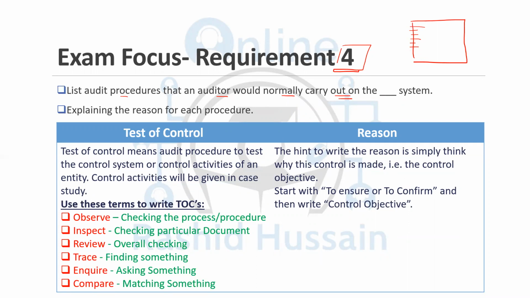If they say the courier company always records the signatures of the customers on the delivery note, then you're going to inspect the delivery notes to confirm the signatures of the customers on a sample basis. So in this type of requirement, you are directly going to write the test of control, and alongside you are going to explain the reason for each procedure, why you are applying this test. And I told you in the first lecture that the reason for applying the test of control is to check whether the control objective is being met.